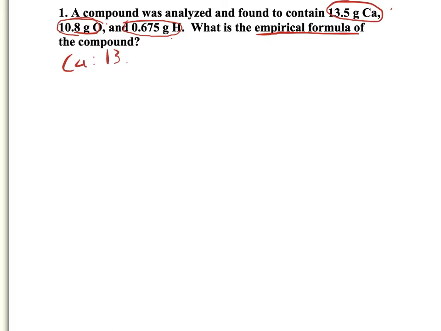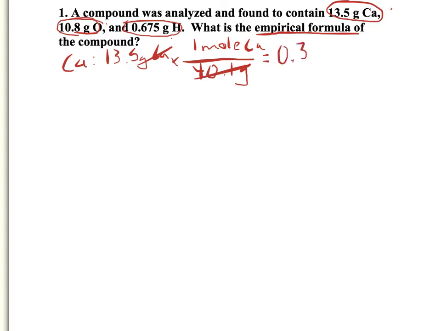If we have 13.5 grams of calcium, we want to convert that to moles. So we'll do 1 mole of calcium, which we know from the periodic table is 40.1 grams. So we cancel these out. This is going to give us a final value of 0.337 moles of Ca. We do the same thing for oxygen and for hydrogen.